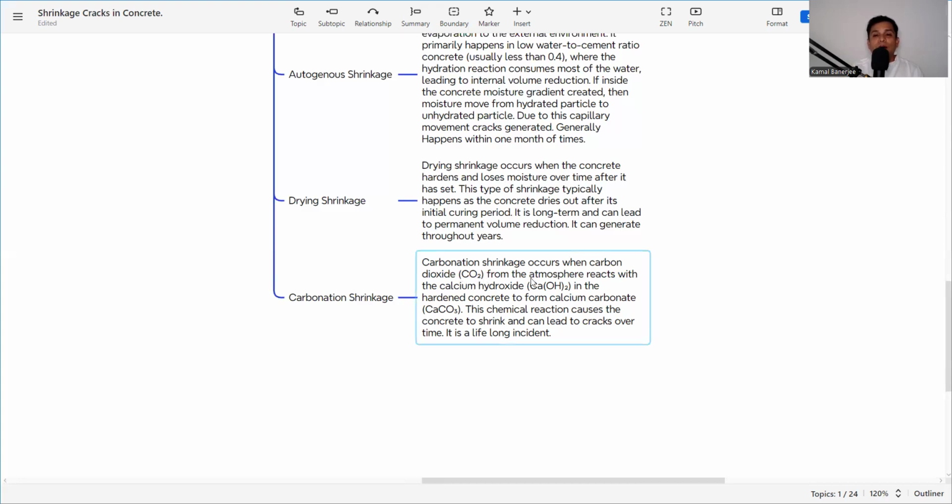Carbonation shrinkage occurs when carbon dioxide from the atmosphere reacts with the calcium hydroxide, that is Ca(OH)2, in the hardened concrete to form calcium carbonate. So if carbon dioxide goes inside the concrete, it starts reacting with calcium hydroxide and then creates calcium carbonate. And the volume again shrinks. This chemical reaction causes the concrete to shrink and can lead to cracks over time. It's a lifelong incident, but a very slow process.